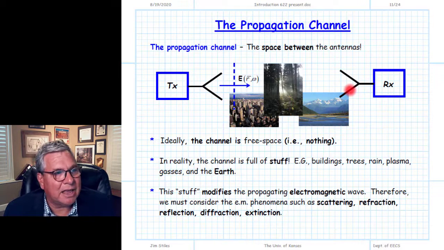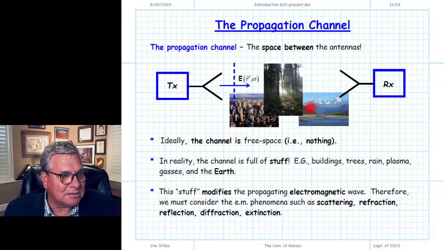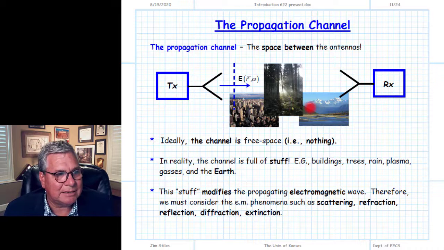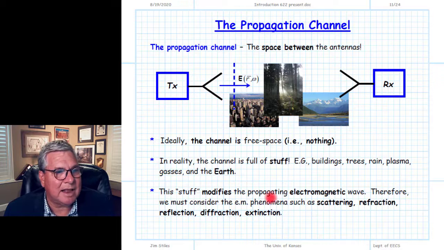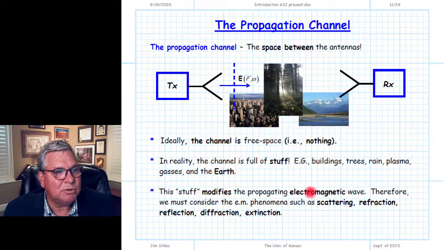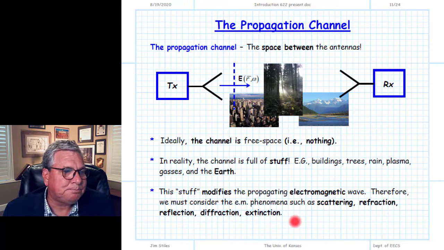Well, that's the ideal case. In reality, our channel now is full of stuff. There are buildings and trees and mountains. In addition, the atmosphere is full of other things like dust and rain and even gases. And all of these will interact with that electromagnetic wave. It'll modify it. There are all kinds of interesting electromagnetic phenomena that happen: scattering, refraction, reflection, diffraction, extinction, all kinds of things that happen to the wave. We can keep a physicist quite happy for a long time examining all of these phenomena.